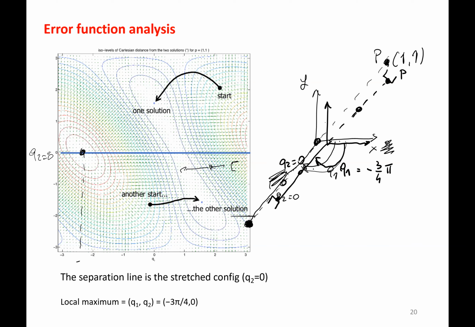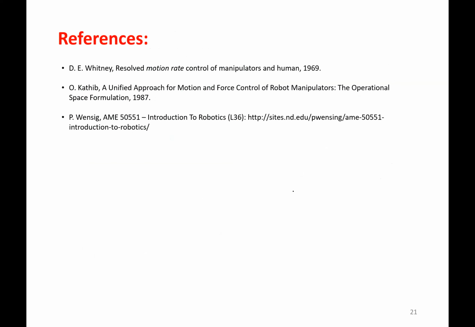how much is that? 3 over 4 pi. So it's 270 degrees. Yeah, that's just a curiosity that you can do in this analysis. Everything comes back. So yeah, if you have any question.